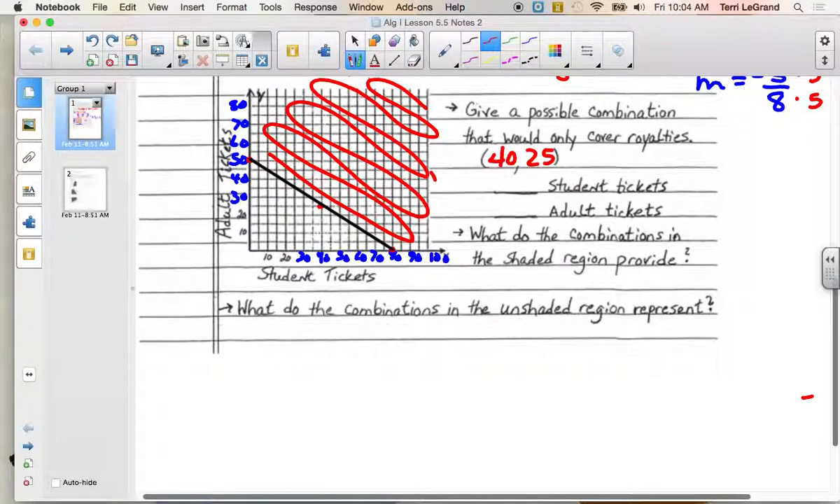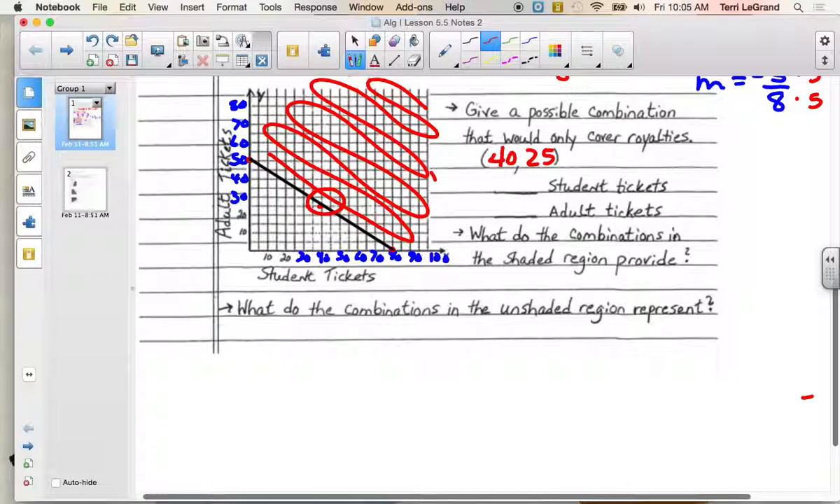And where's that point at on the graph? Is it on the boundary line or is it in the shaded region? It's on the boundary line. Jacob just gave us this one right here, didn't he? Okay. So why would that only cover the royalties? What does that line represent? That they would need to make.